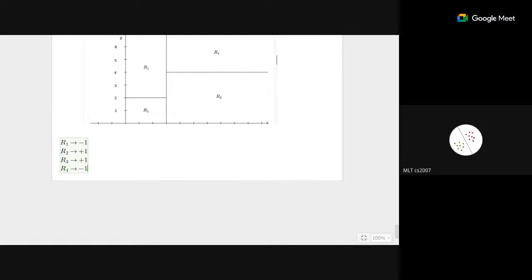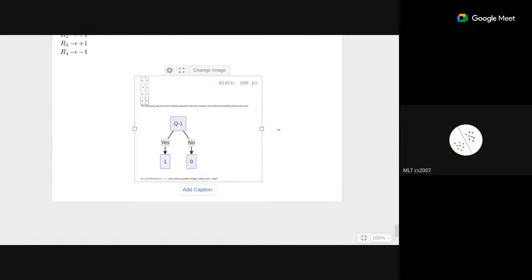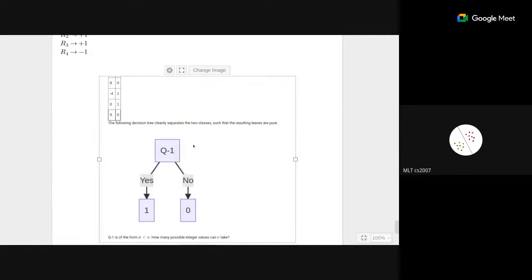Now what is the other one? The next one, the sixth one. The sixth one is an independent question, right? Consider the following data set. There are actually data points missing, but anyway. What the question is asking is, the following decision tree cleanly separates the two classes such that the leaves are pure.